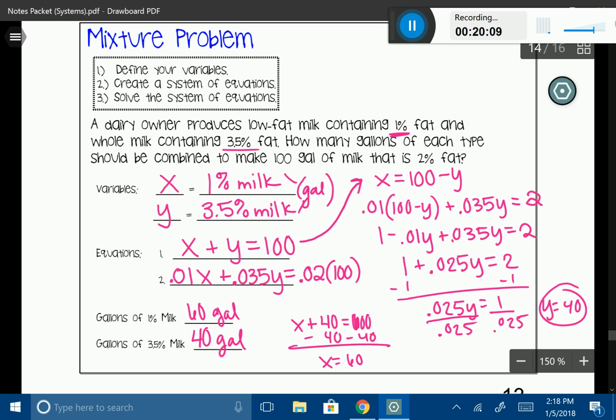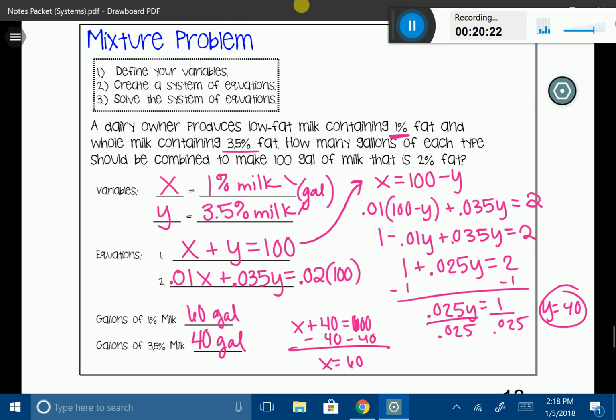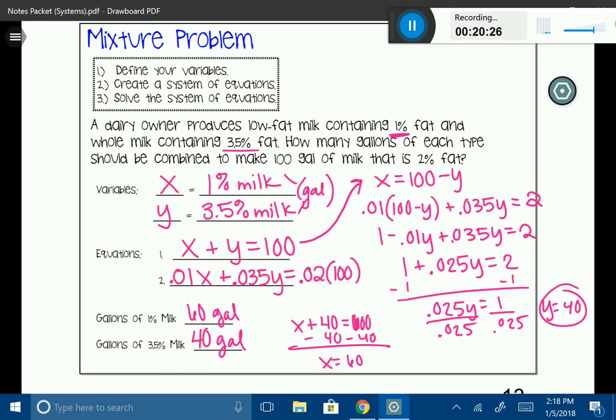So 60 gallons of 1% and 40 gallons of 3.5%, if you pour those together, that's going to create 100 gallons of 2% milk. All right, those are 4 really good examples of systems of equation application problems. And we'll do some more practice of this as the days go on.